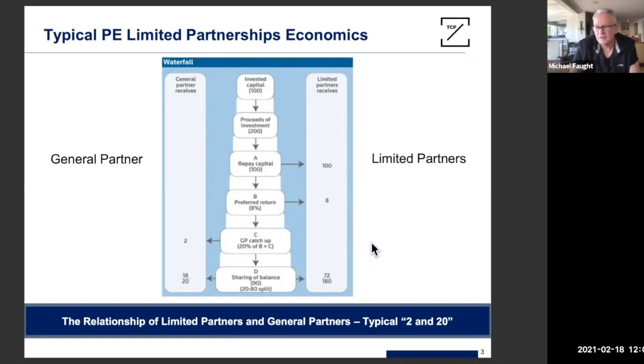So the limited partners get their money back, they get some sort of a preferred return, and then whatever's left, 20% of it goes to the general partner and 80% of that profit goes to the limited partner. This is not a deep dive on all these topics, but if anyone has any questions about this, I'm happy to address them later.